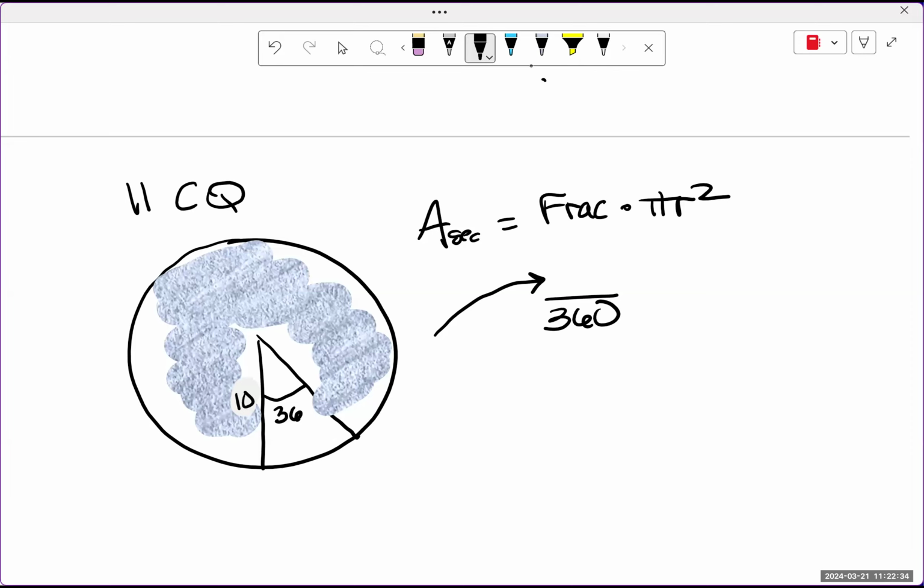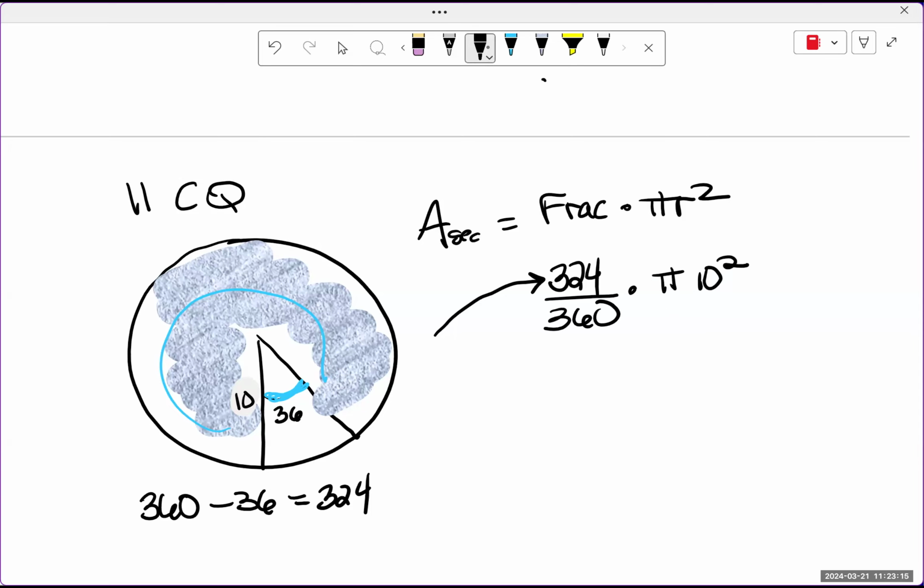I want the other side of the circle. So I'm going to take 360 minus 36. Do you see what I'm doing? Because this is the part I don't want. This is the part that I want. So 360 minus 36 is 324. That goes right there. Does that make sense? Times pi 10 squared. 324 divided by 360 times pi times 10 squared. And that would give you the answer, which I'm not going to write down here because I want you to do it on your own once you get to the quiz.